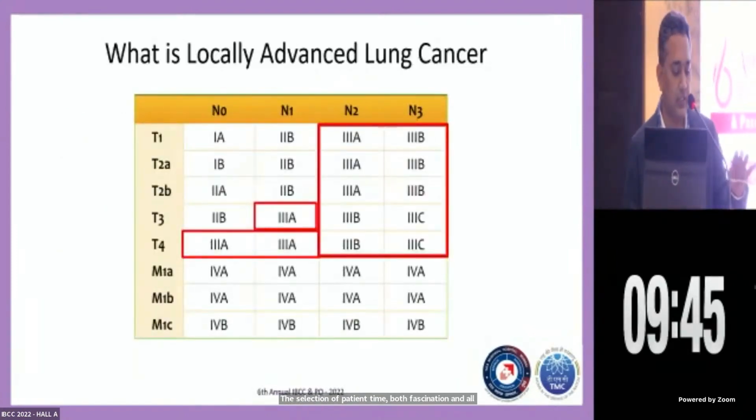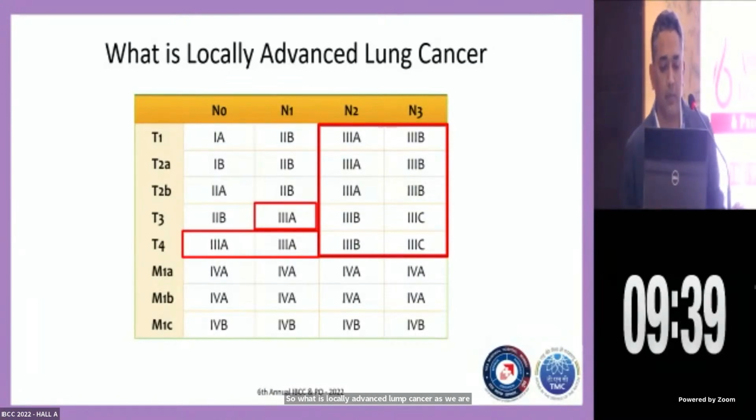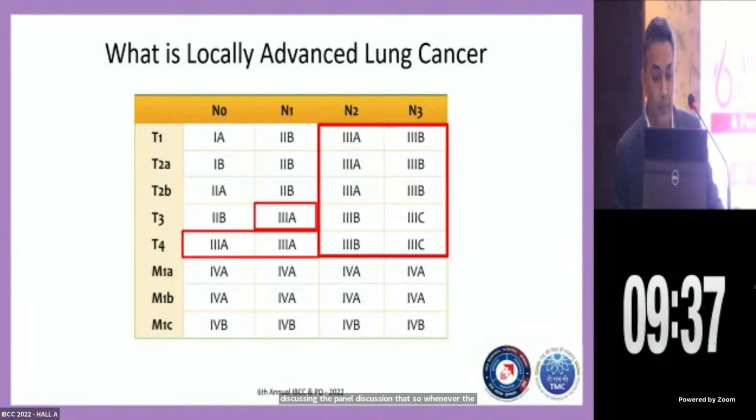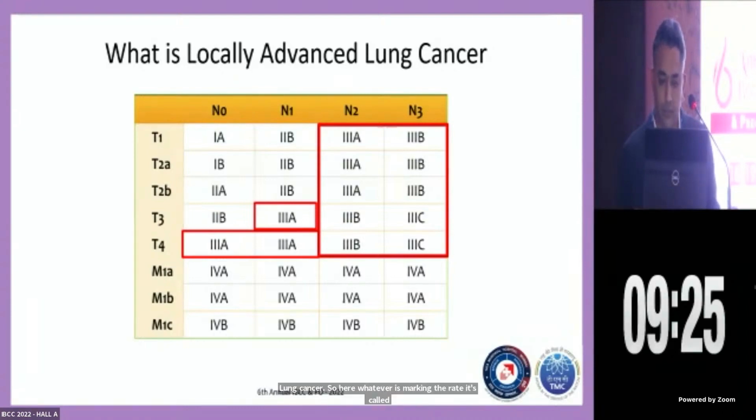So what is locally advanced lung cancer? As we have discussed in the panel discussion, whenever the patient is unresectable or we can say medically inoperable, we should term it as a locally advanced lung cancer, because if it is resectable, it would be called an early stage lung cancer. So here, whatever is marked in the red is called the locally advanced lung cancer.